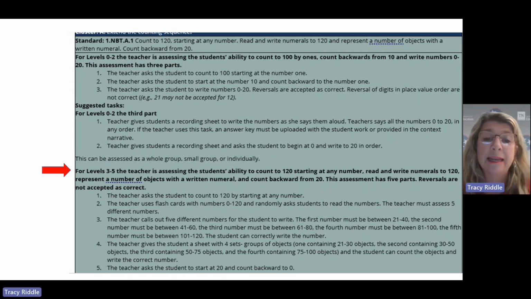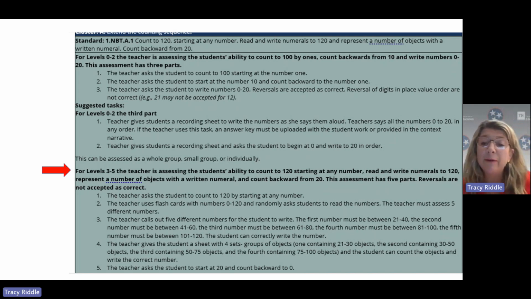Second, the teacher can have flashcards with numbers 0 through 120 and randomly show students a card, and the student reads the number. Teachers must assess 5 different numbers. The third part, the teacher will call out 5 different numbers and the student will write the number.